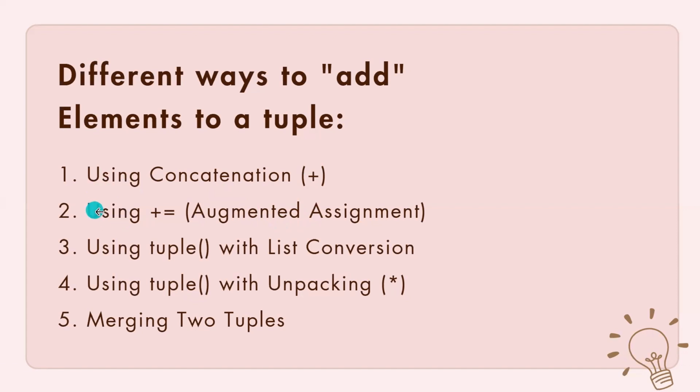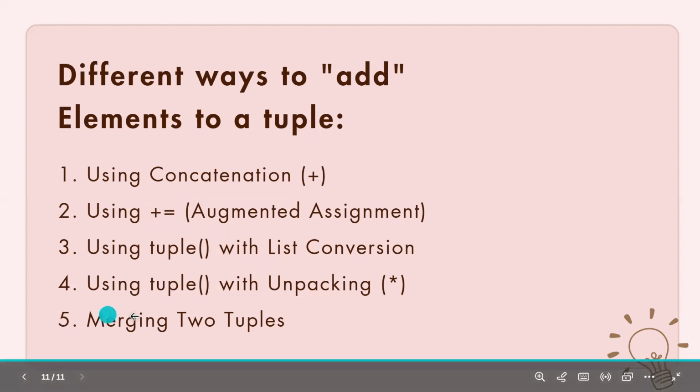And the second one is using the plus equals augmented assignment. Though tuples are immutable, plus equals creates a new tuple and reassigns it. And the third one is using the tuple method with list conversion. So convert the tuple into a list, modify it and convert it back. And the fourth one is unpacking, which unpacks the original tuple and adds new elements dynamically. And the last one is merge.